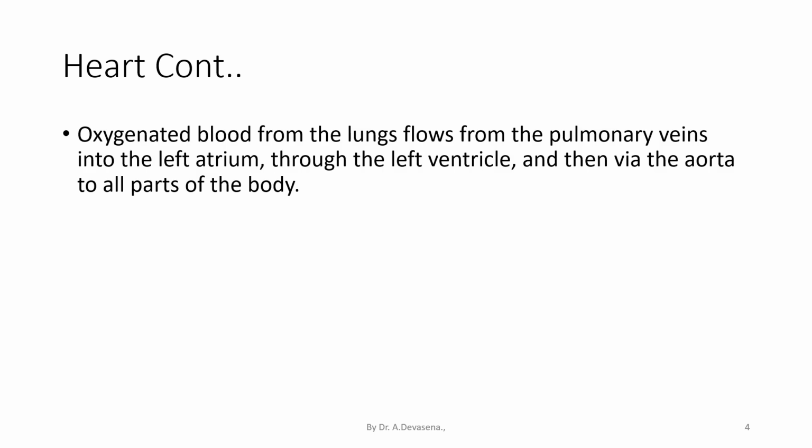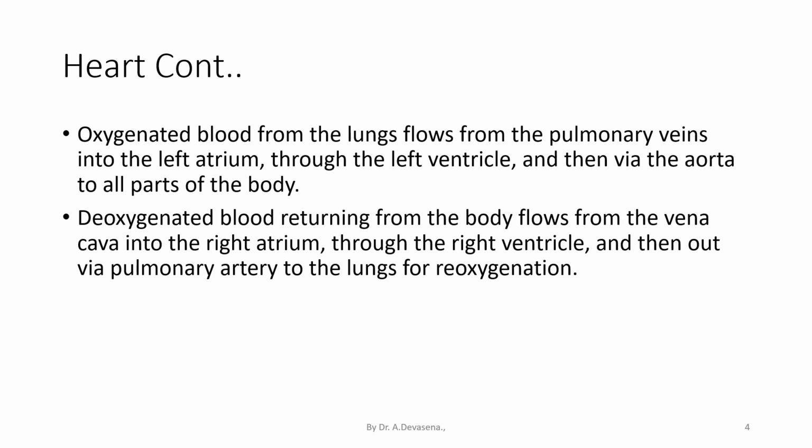Oxygenated blood from the lungs flows from the pulmonary veins into the left atrium, through the left ventricle and then via the aorta to all parts of the body. Deoxygenated blood returning from the body flows from the vena cava into the right atrium through the right ventricle and then out via the pulmonary artery to the lungs for reoxygenation.